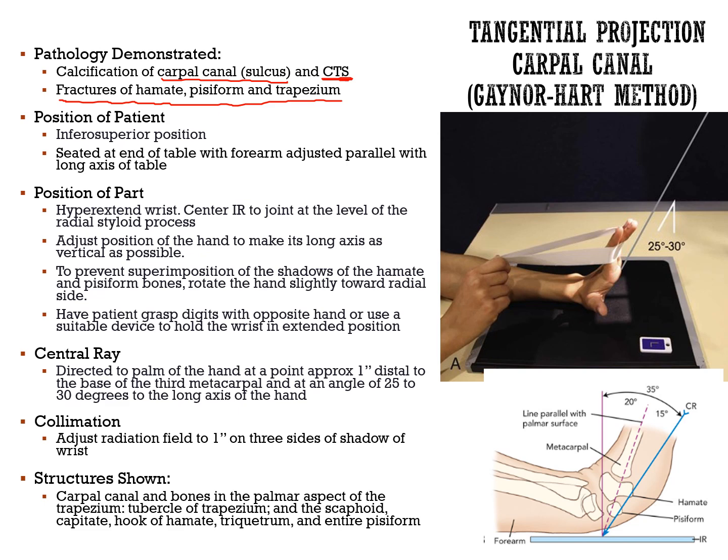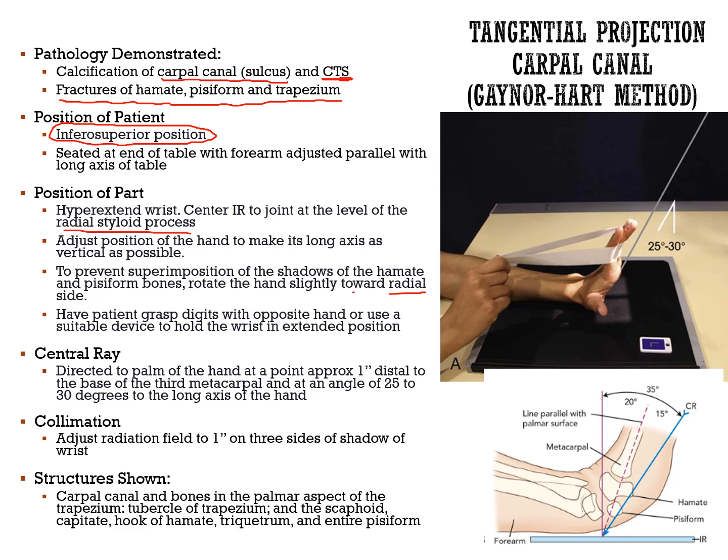Now this particular position is an inferior superior position because we're going from the distal parts of the fingers of the hand to the more superior aspect. So we're going to hyperextend the wrist. We're going to center at the level of the radial styloid process, adjust the hand to make sure it's as vertical as much as possible. And to avoid superimposition, we're going to slightly rotate the hand toward the radial side.